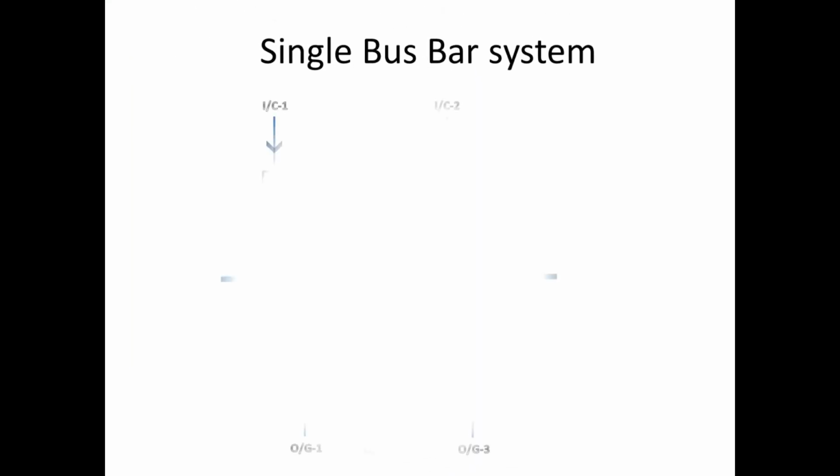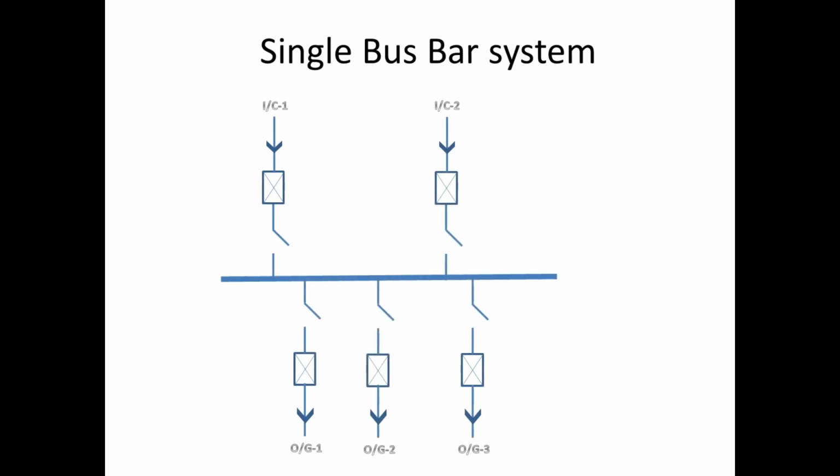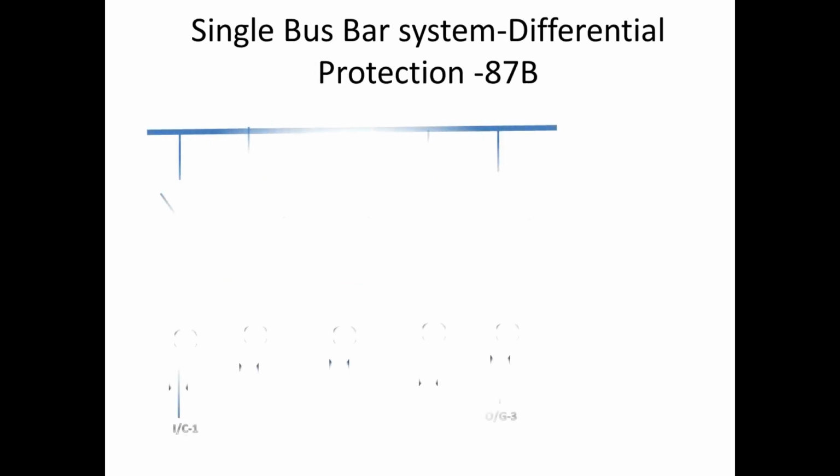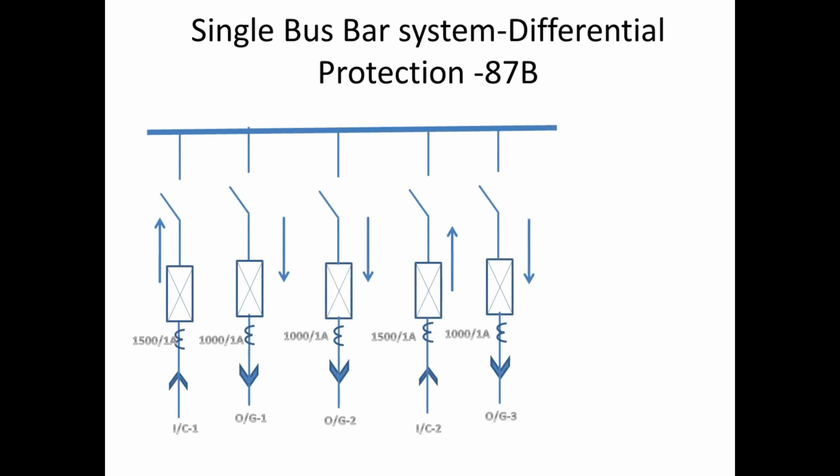This is the SLD for single busbar system. In this, I am going to align all in one side for clear view. All incomer, the current flow to be towards the bus, and all outgoing, the current will be away from the bus. Now for clear view, I have removed isolator and breaker.